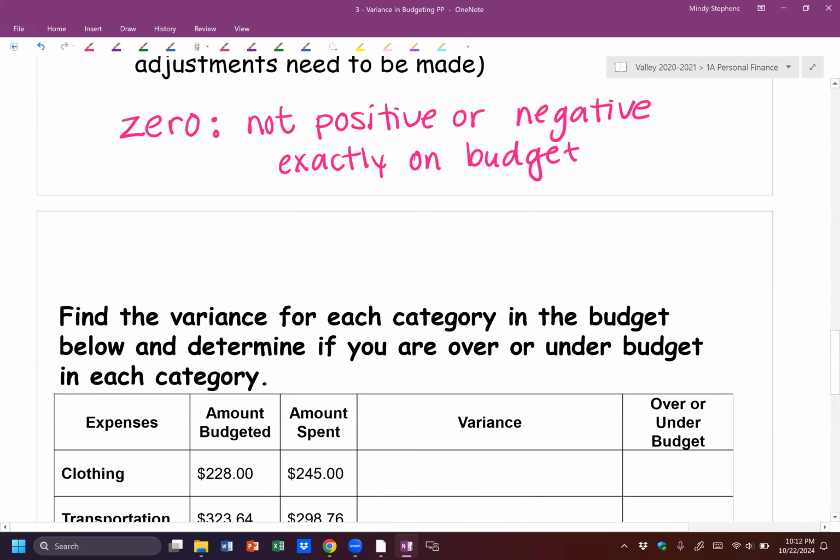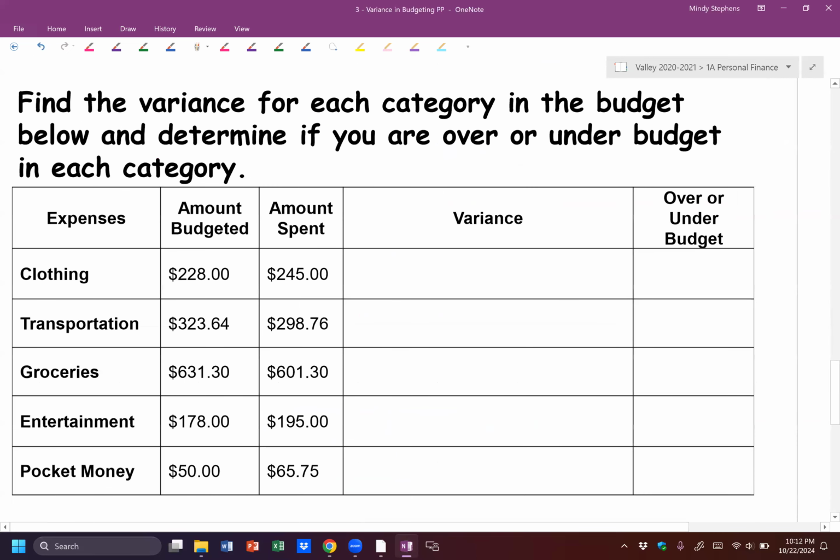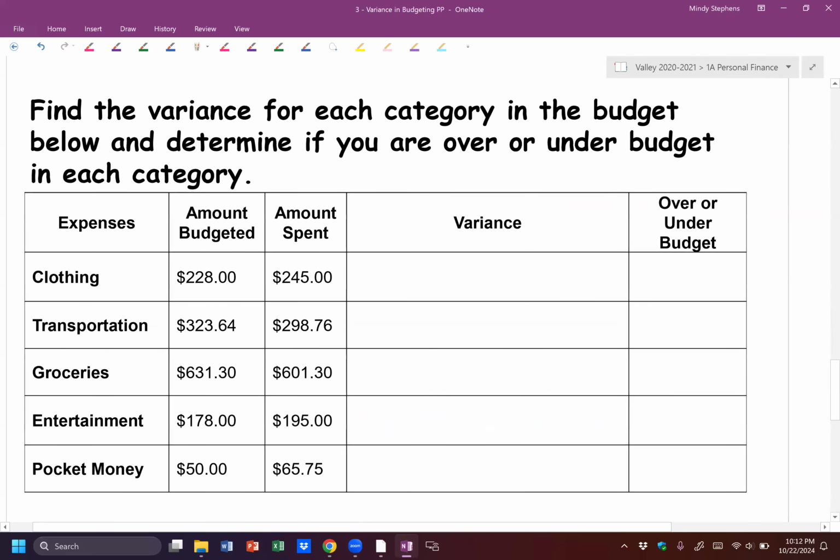So what we're going to do today is find the variance in certain categories. This specific example says find the variance for each category in the budget below and determine if you're over or under your budget in each category. All you're going to do is take the amount you budgeted and subtract the amount you spent. You always have to do the budget number first, 228, minus the amount we spent, minus 245.